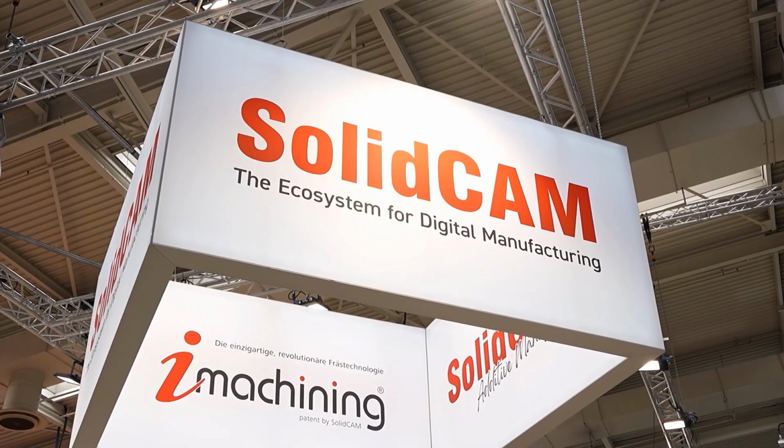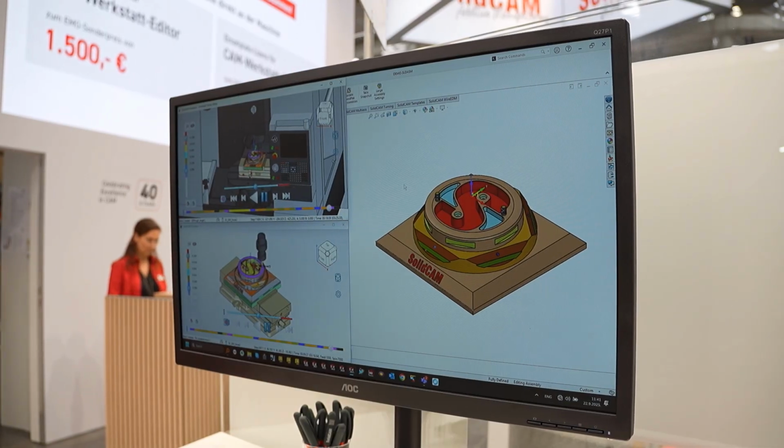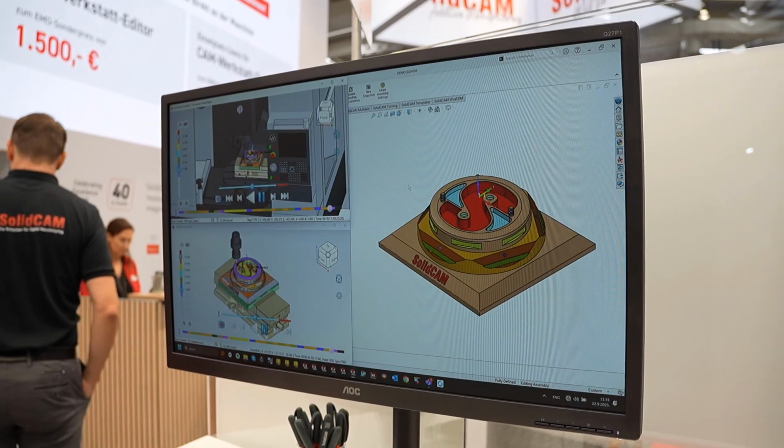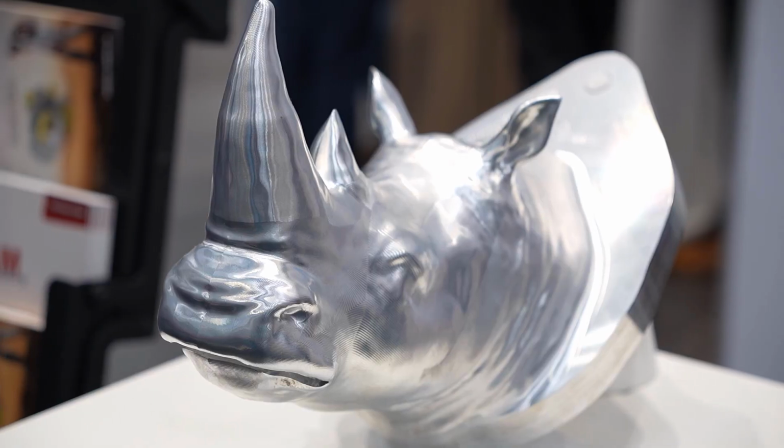I'm Emil Somekh. I'm the CEO and founder of SolidCAM. SolidCAM today is the leading CAM solution, seamlessly integrated and associative to the leading CAD, SolidWorks. We're also integrated in Solid Edge and also in Inventor. So we believe we have the best CAM integrated in the best CAD.